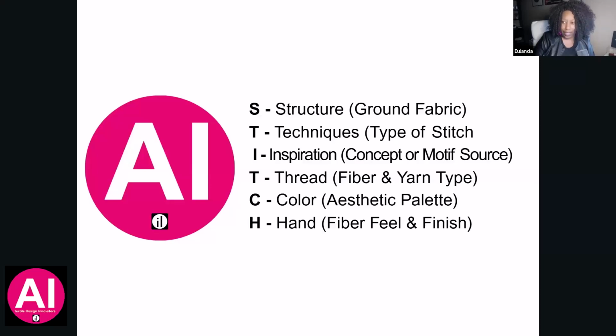So the T is for thread, which is the fiber and yarn type. The C is for color, which is the aesthetic palette. And then the H is for hand.